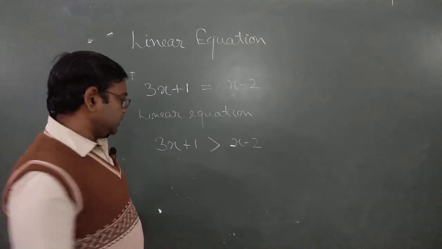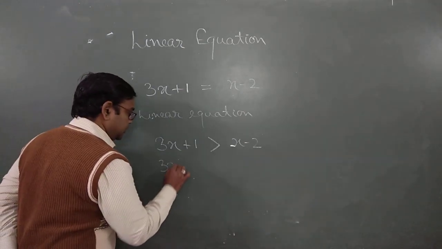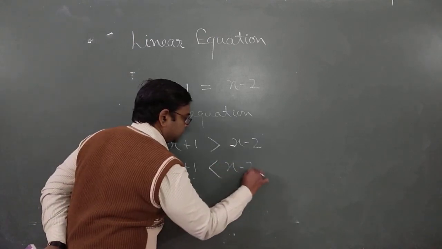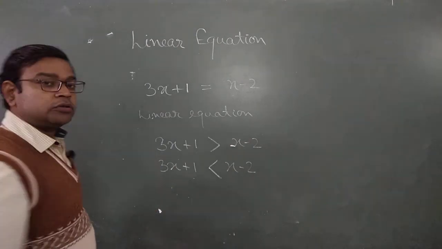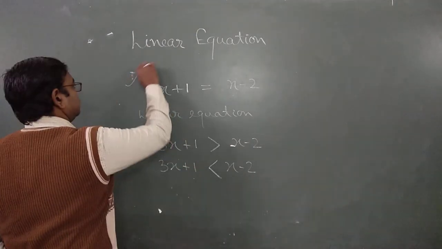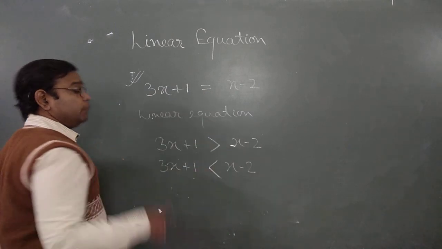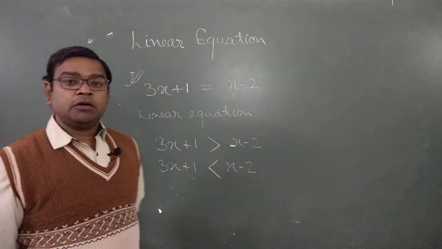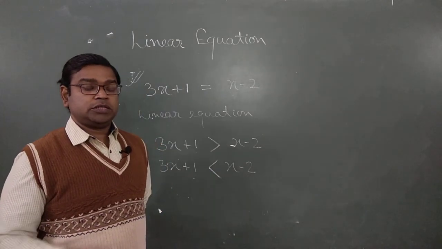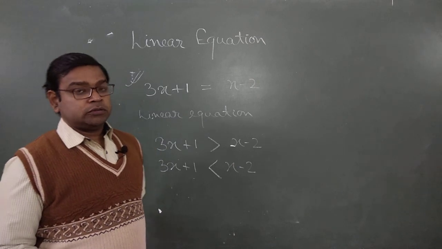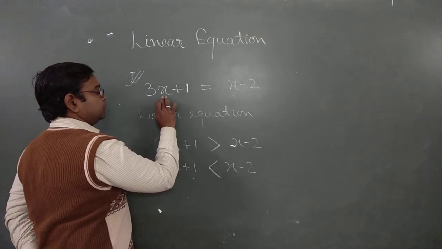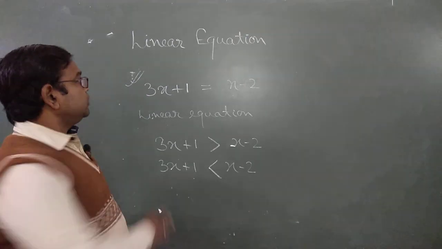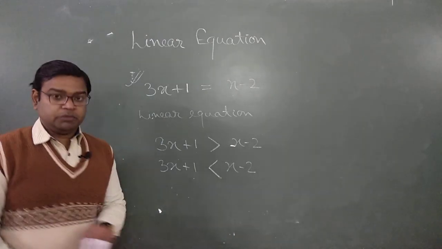This is not the equation. Or if I say 3x plus 1 is smaller than x minus 2, this is the smaller than sign, so this is also not an equation. This is the only equation, because there is an equal to part. It is a linear equation because the variable has only power 1, with no power other than 1. Hope this introduction is clear to you. Move to the next part of the video.